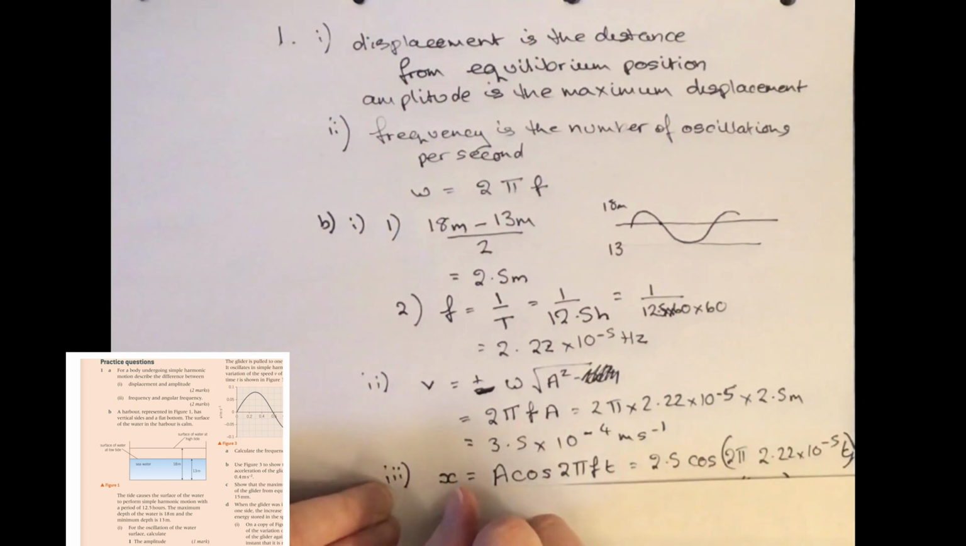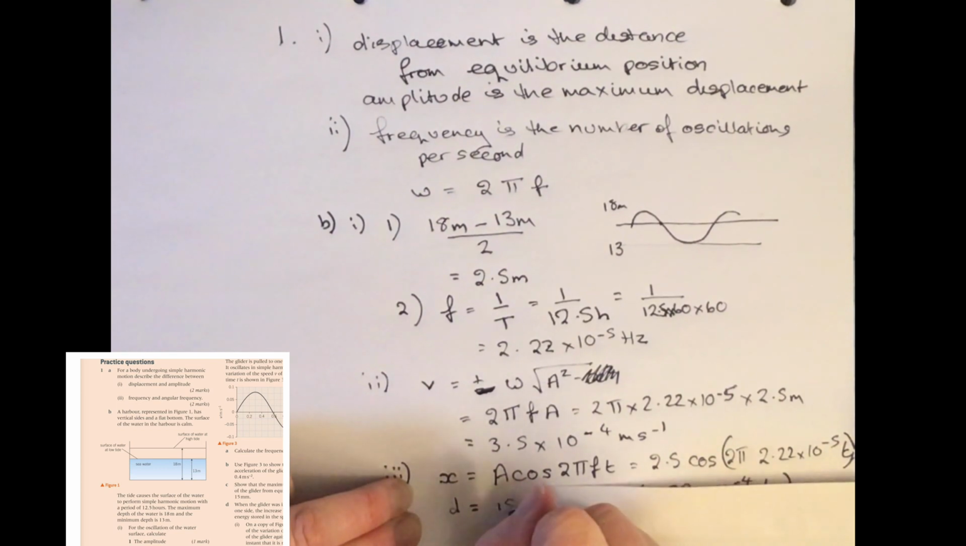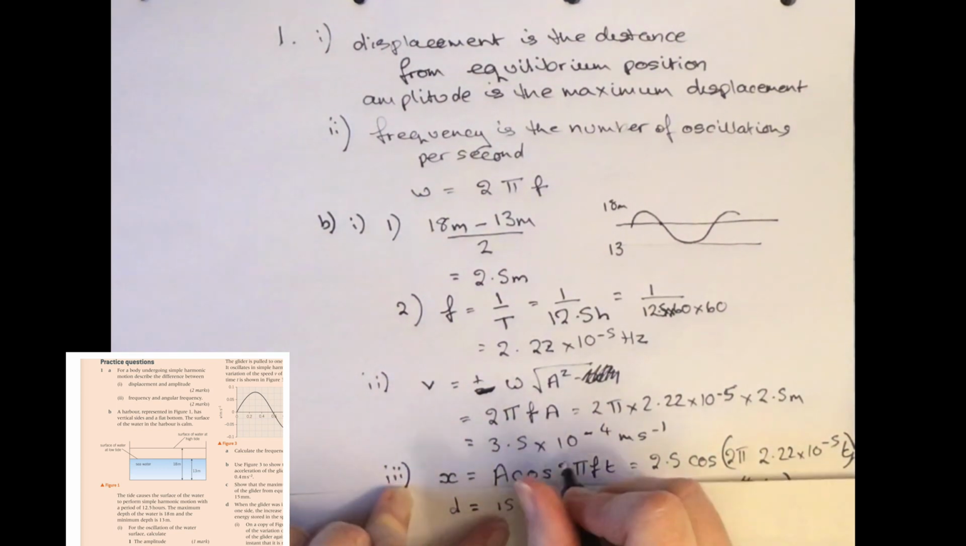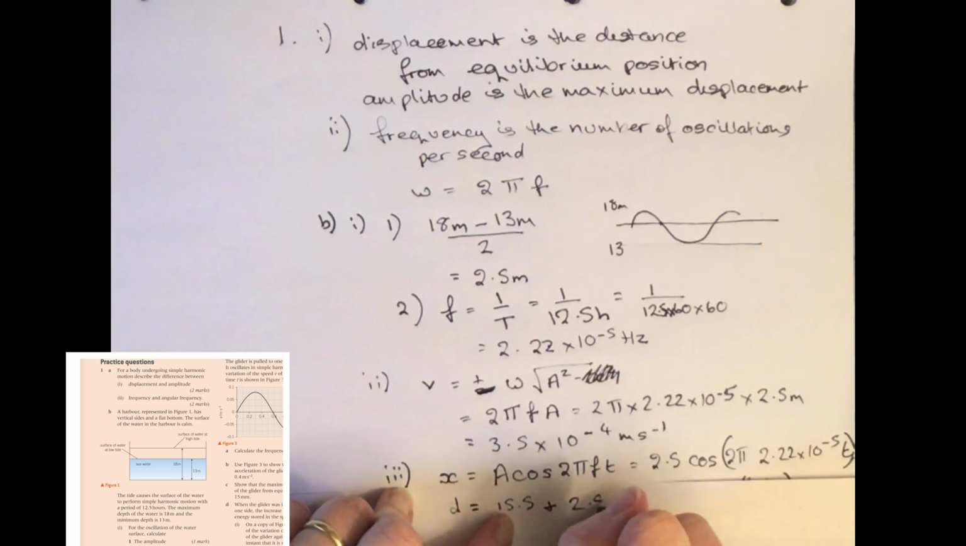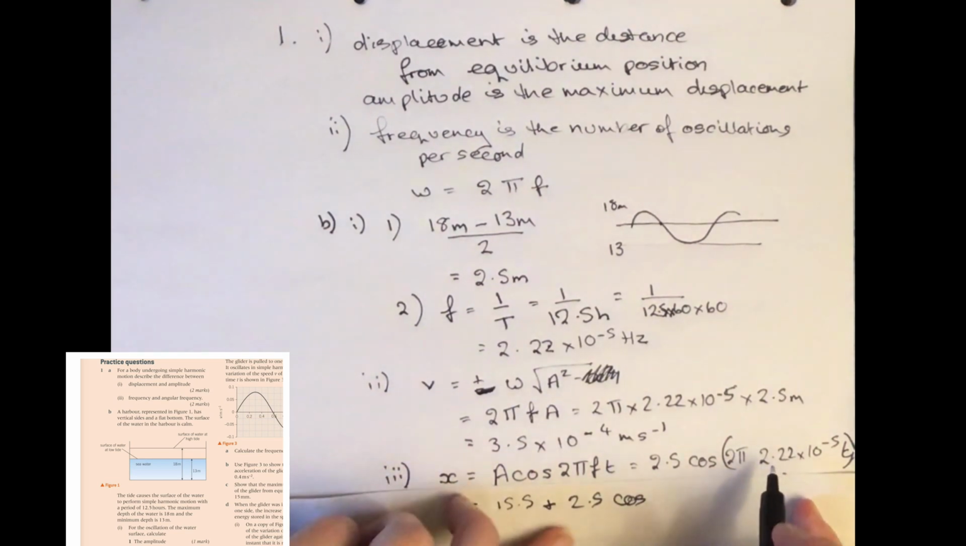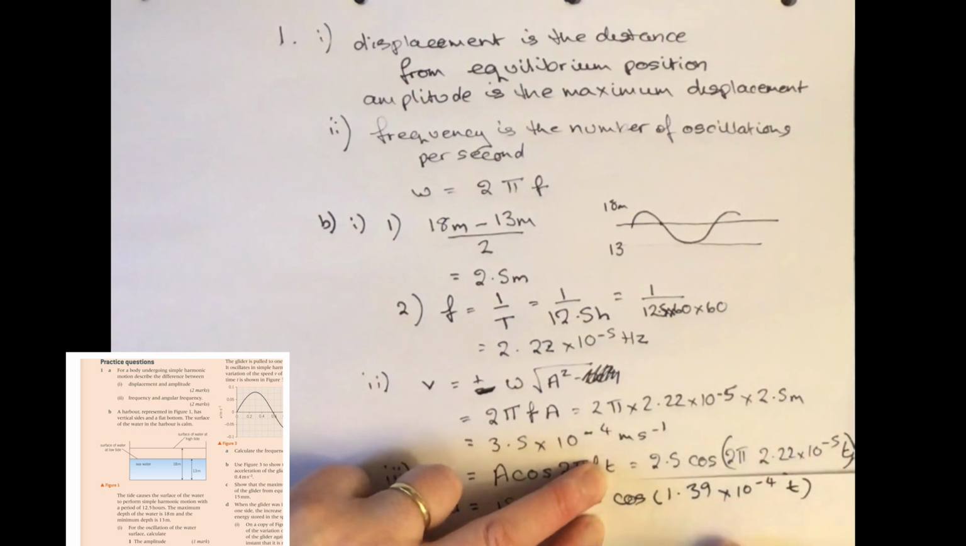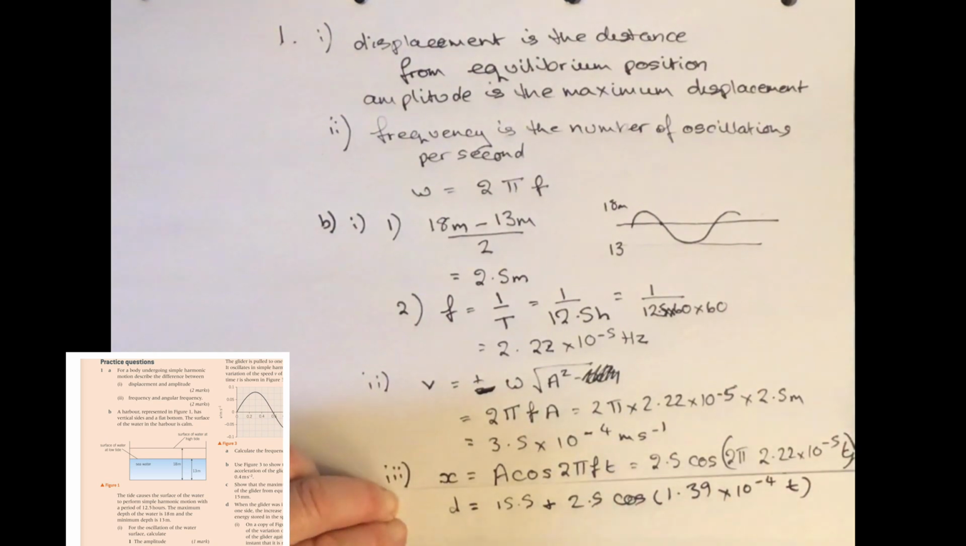So our final value for our depth has to start from our undisturbed position, which is 13 plus 2.5. So this gives us 15.5 plus 2.5 cos we multiply out our 2 pi times 2.2 times 10 to the minus 5 to get 1.39 times 10 to the minus 4, and we times that by t. So our final expression is that the depth is equal to 15.5 plus 2.5 cos 1.39 times 10 to the minus 4 t.